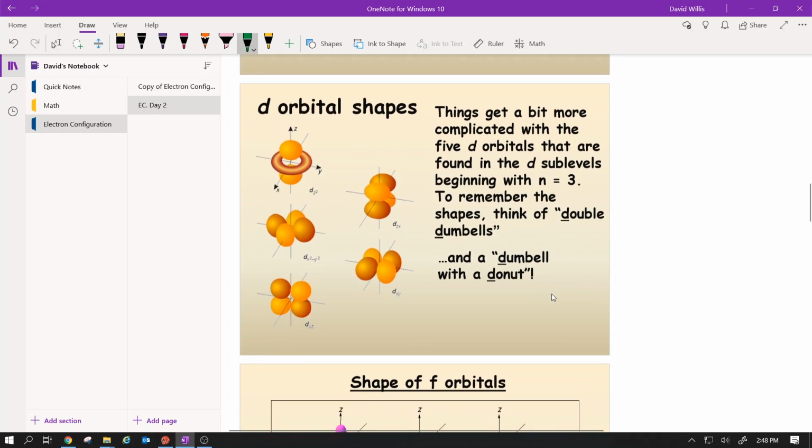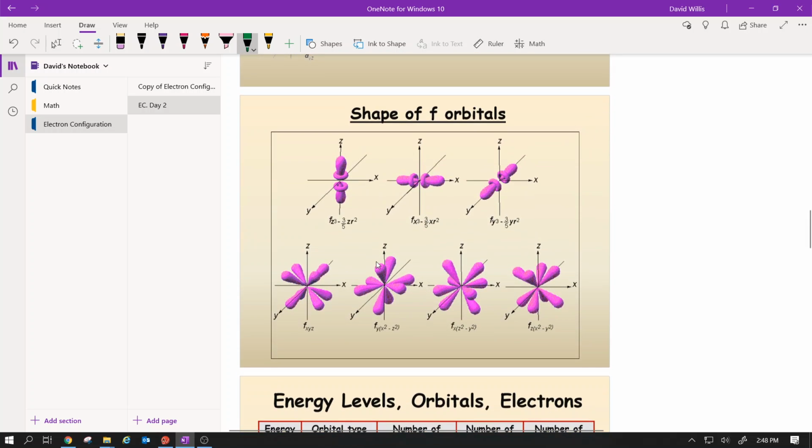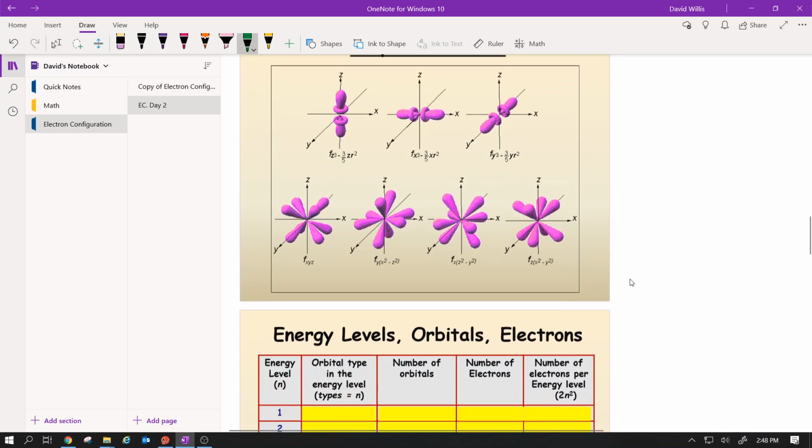Remember then that the d has actually 5 orbitals, 1, 2, 3, 4, 5, and they're starting to look a little different. And the f, it looks like something crazy has happened here. We've got 1, 2, 3, 4, 5, 6, 7 possibilities of orbitals, and that is that.